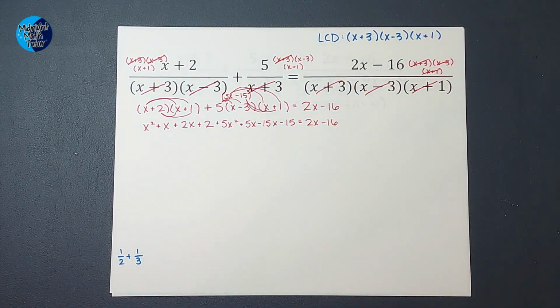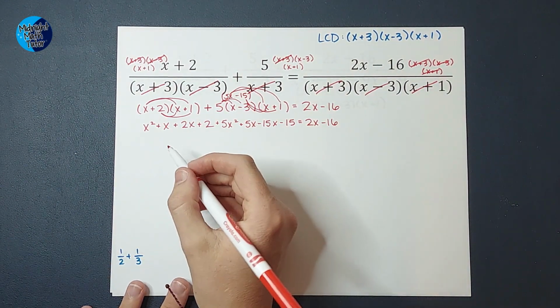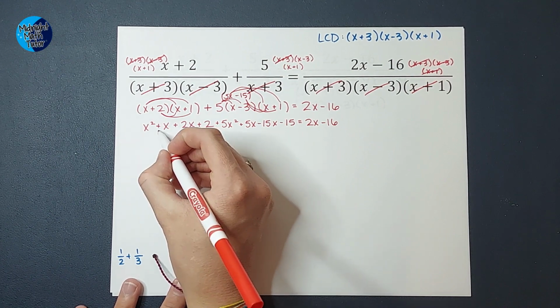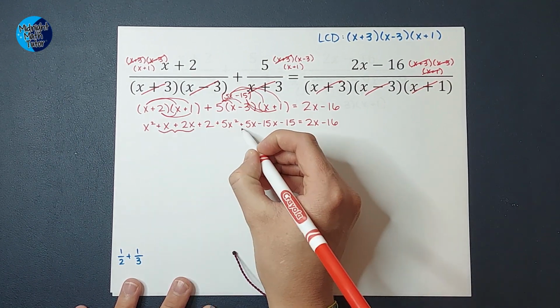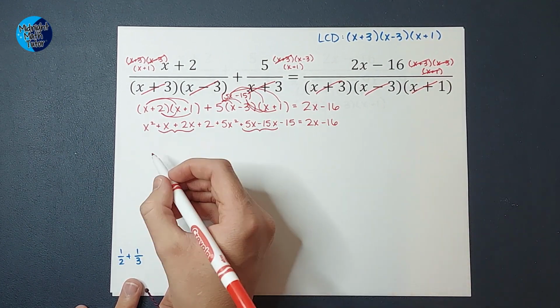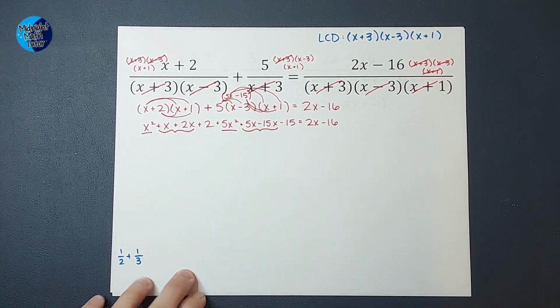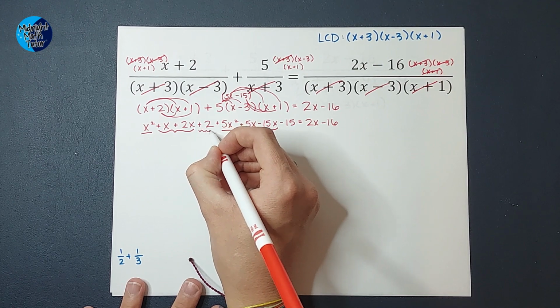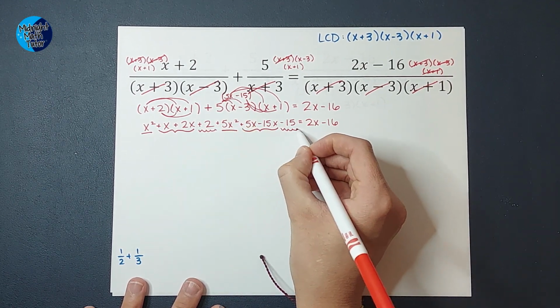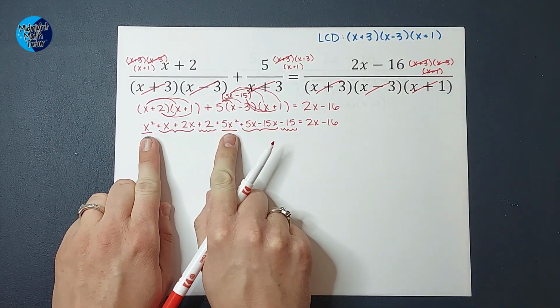Okay, this looks a little scary. Now we're going to combine like terms. So I've got these x's and these x's, and I've got an x squared here and an x squared here. And then I've got that plus 2 and that minus 15. So let's add these x squared.